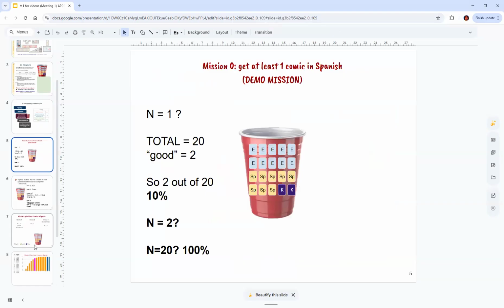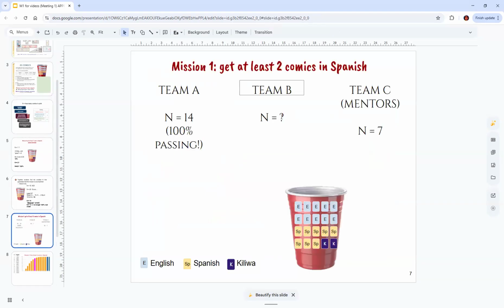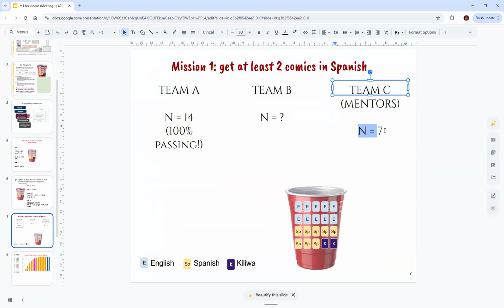Again, let's do this for team B. Again, I repeat that mentors do n equals 7 in this mission always. What happens if team B is really, really risky and plays n equals 1? Well, that's 0% passing. So what happens if it plays n equals 2?